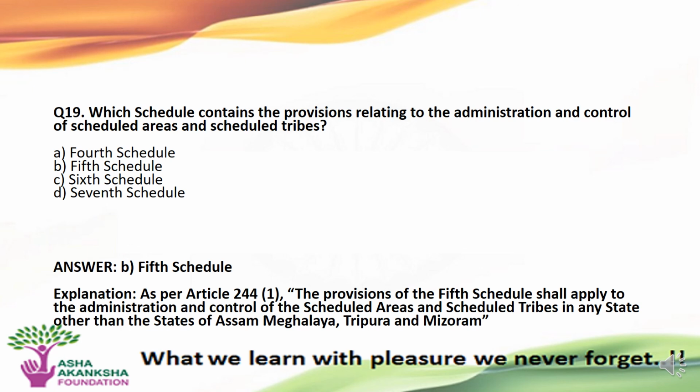As per Article 244 Clause 1, the provisions of the 5th schedule shall apply to the administration and the control of scheduled areas and scheduled tribes in any state, other than states of Assam, Meghalaya, Tripura, and Mizoram.